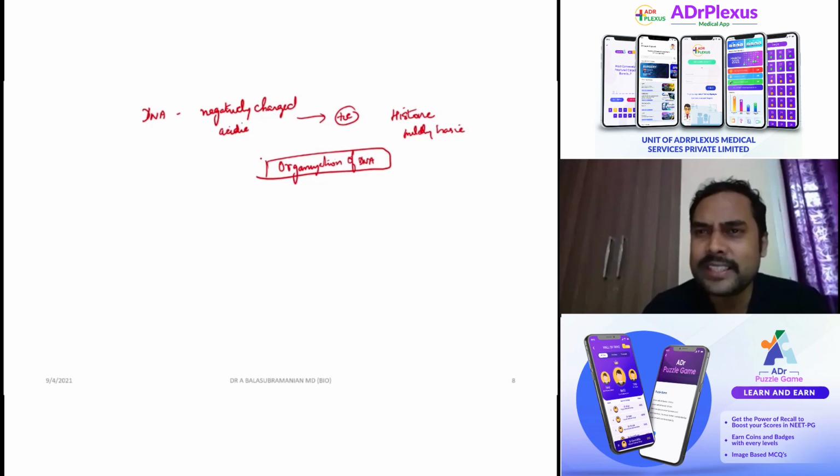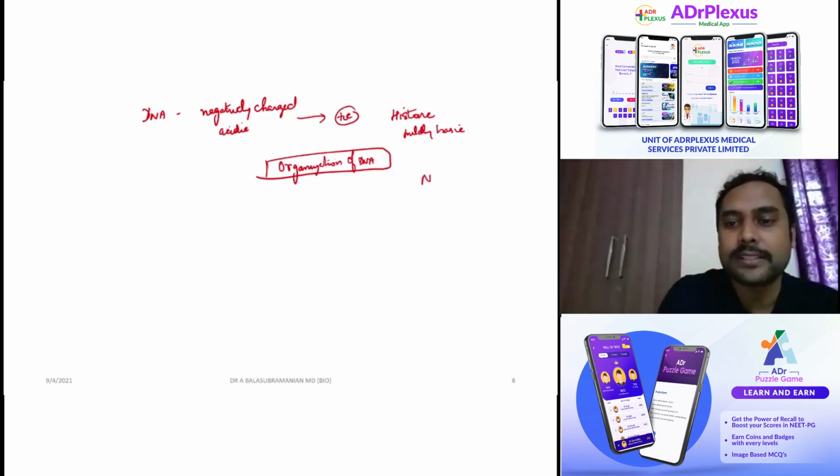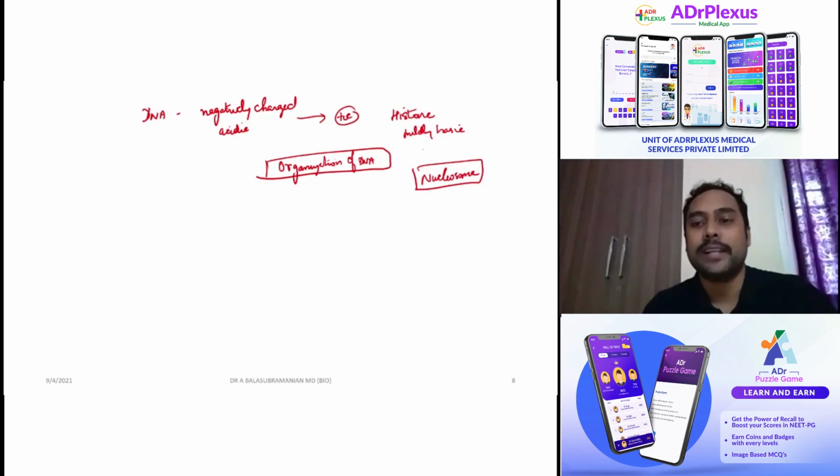So this is compactly packed inside the cells. There is no space for that much to exist freely. So it has to be packed and condensed. This condensing and packing is possible only because of the organization of DNA. The basics of organization of DNA work like this: DNA interacts with the histones, and they are linked together one by one to form a structure called the nucleosome. So you must understand what makes up the nucleosome.